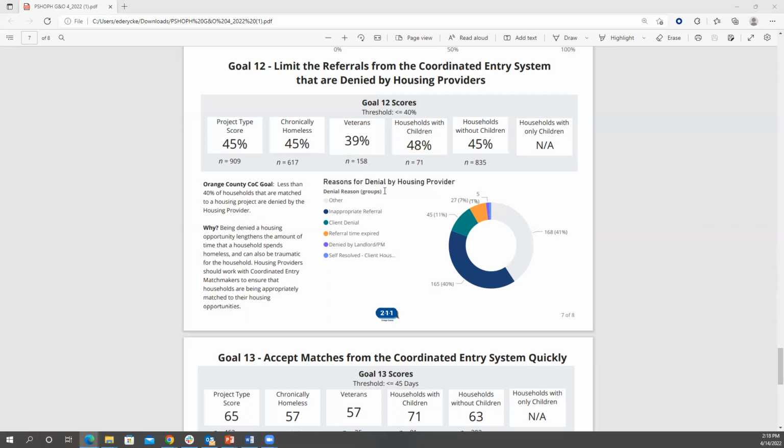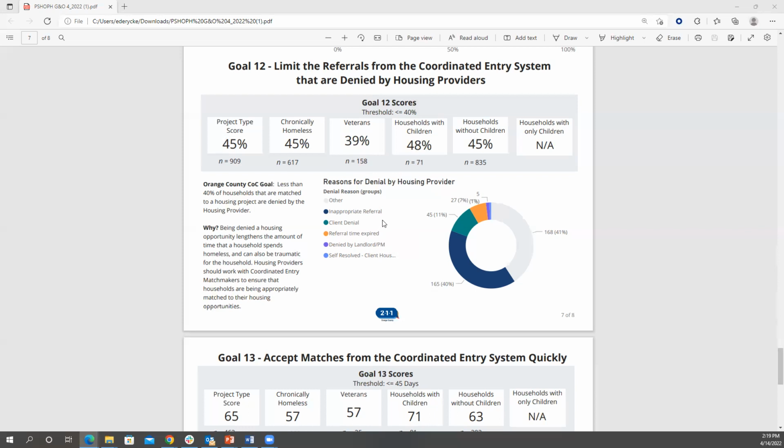So the donut here is looking at the reasons why a housing provider denied a household. 41% said other. 40% were inappropriate referrals. 11% were client denials, I'll go over that in a second. Referral time expired was 7%, and denied by landlord or property manager was about 1%. And I think there were 1 or 2 clients that were self-resolved.